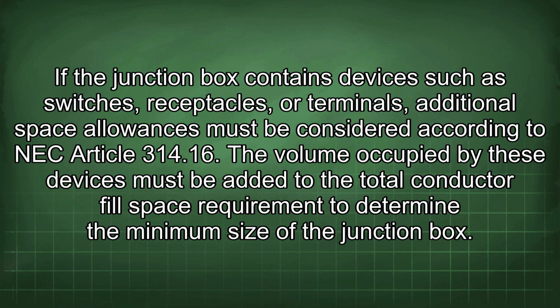Refer to this marking when selecting a junction box to ensure it meets the calculated requirement. If the junction box contains devices such as switches, receptacles, or terminals, additional space allowances must be considered according to NEC Article 314.16. The volume occupied by these devices must be added to the total conductor fill space requirement to determine the minimum size of the junction box.